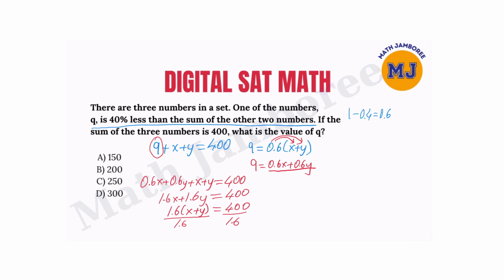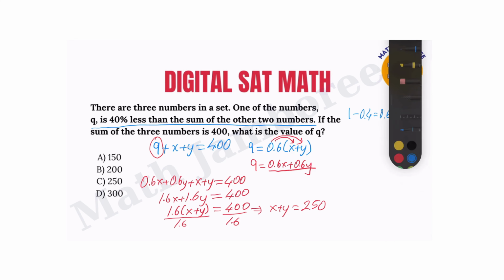So in the digital SAT, you're allowed to use your calculator. If you use your calculator, you will find the value of x plus y. 400 divided by 1.6 is 250.